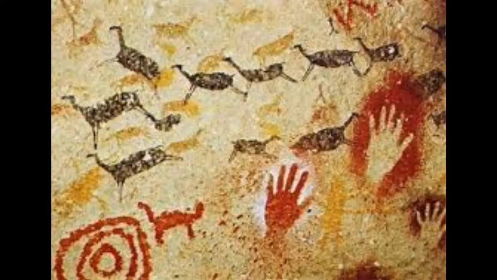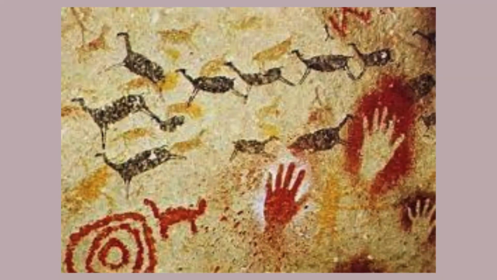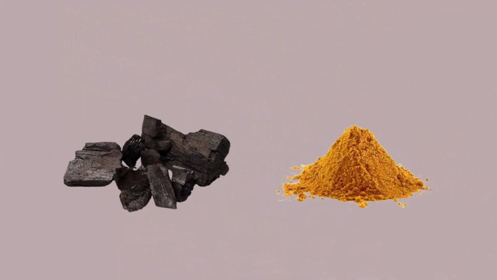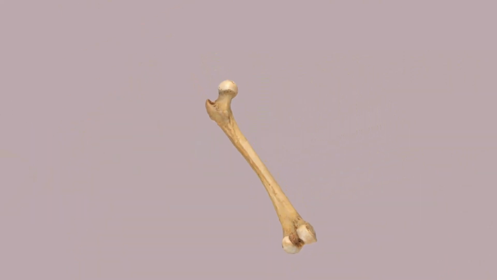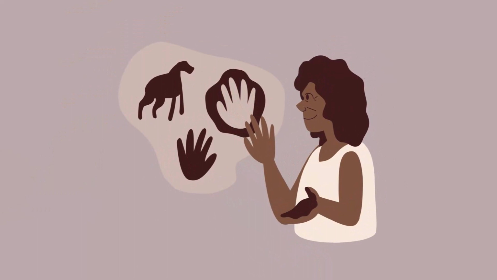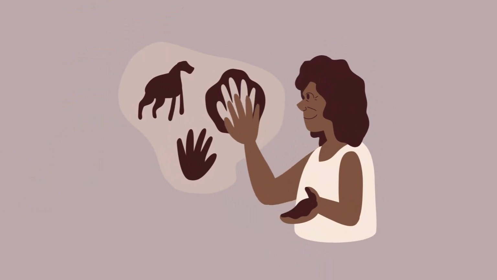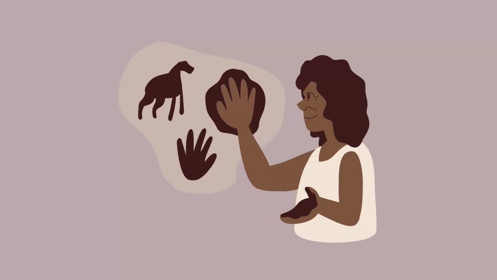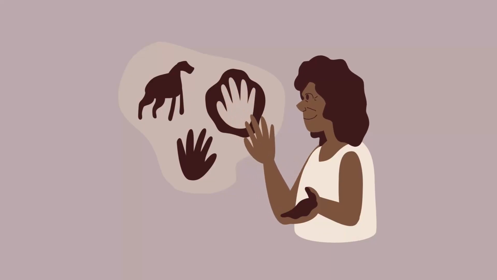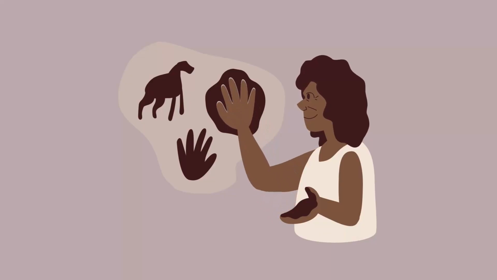Prehistoric artists often used natural materials such as charcoal, ochre, and other pigments to create their art. They also used simple tools, such as sticks, bones, and stones, to apply the pigments. Prehistoric art played an important role in the development of human culture and has influenced art movements throughout history and can be found all over the world.